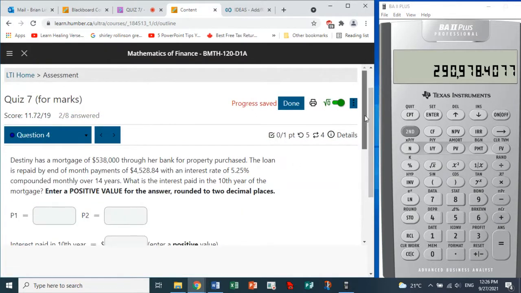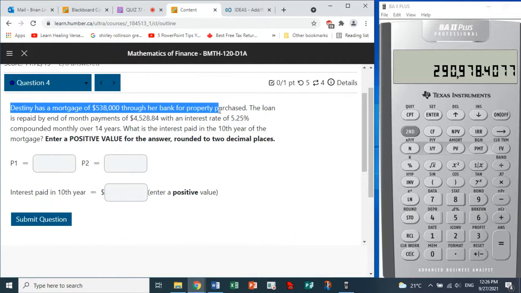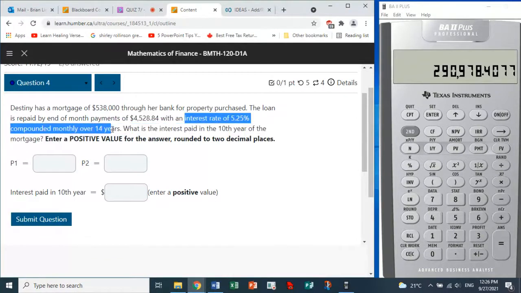Okay, so let's go to question number 4. So quiz 7, question 4. All right, Destiny has a mortgage of $538,000 to our bank for property purchase. Okay, the loan is repaid by end of month payments of $4,528.84 with an interest rate of 5.25% compounded monthly over 14 years. What is the interest paid?